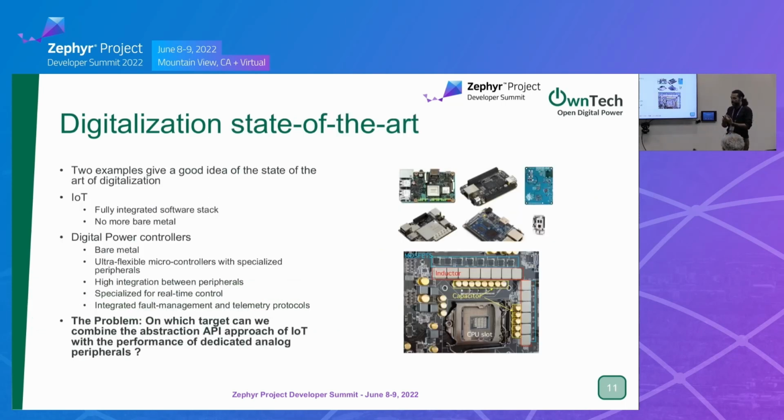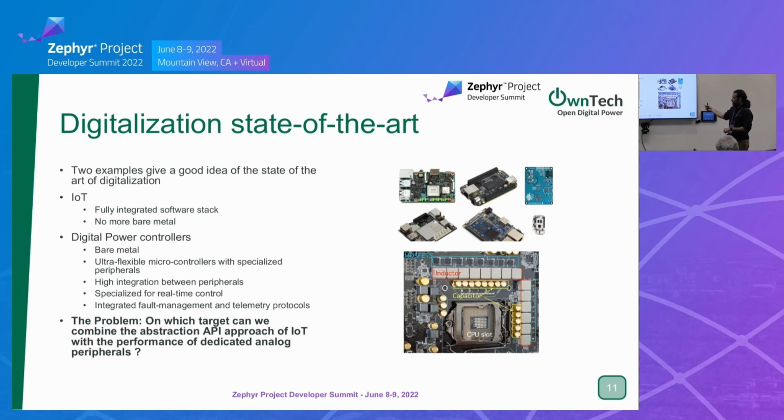So what's the state of the art? How is digitalization taking place? What's happening right now? Well, let's take two examples to understand digitalization. We have IoT, which basically means we create this nice, fully integrated stack, and we do no more bare metal, and we have our target in our nice board for us to plug and play. So that's one way of digitalizing stuff.